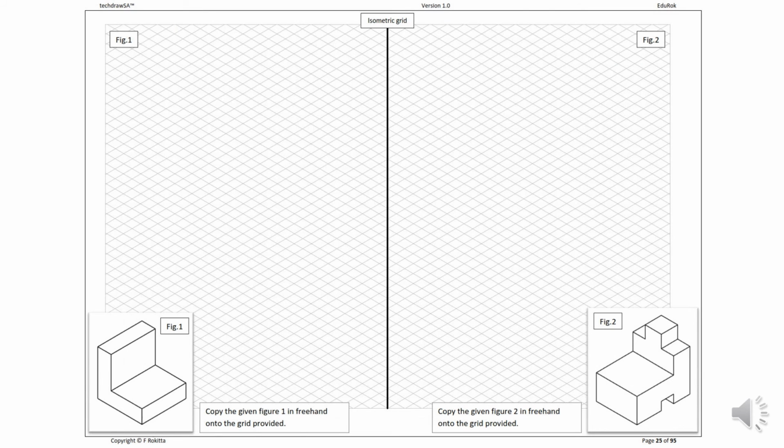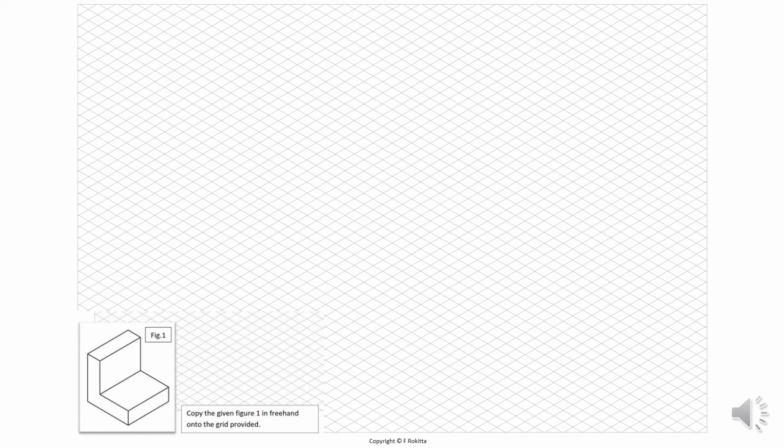On this page in the Grade 8 workbook, you will see that we are now moving over to the isometric grid paper. Here we have two isometric drawings as examples. We will be drawing these examples freehand. On this page, we want to draw a freehand drawing of the example given at figure 1. We need to copy the figure in freehand onto the grid paper as provided.